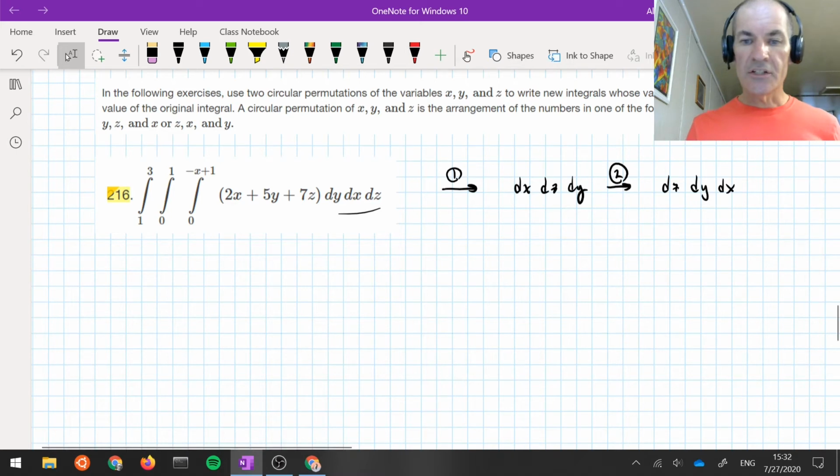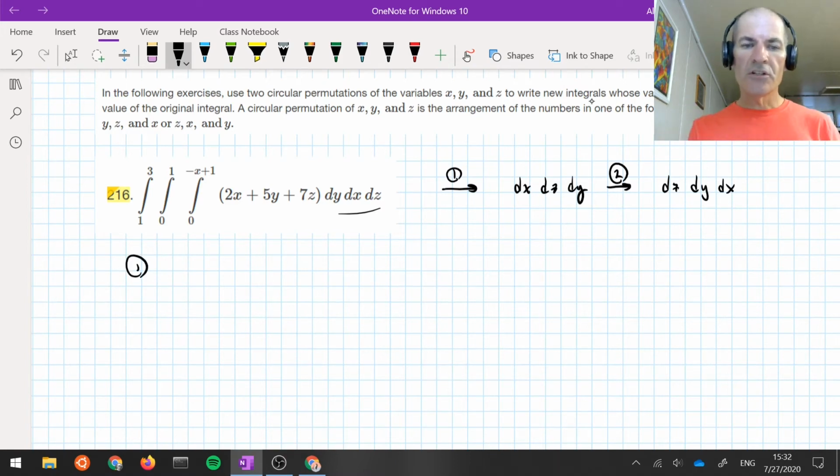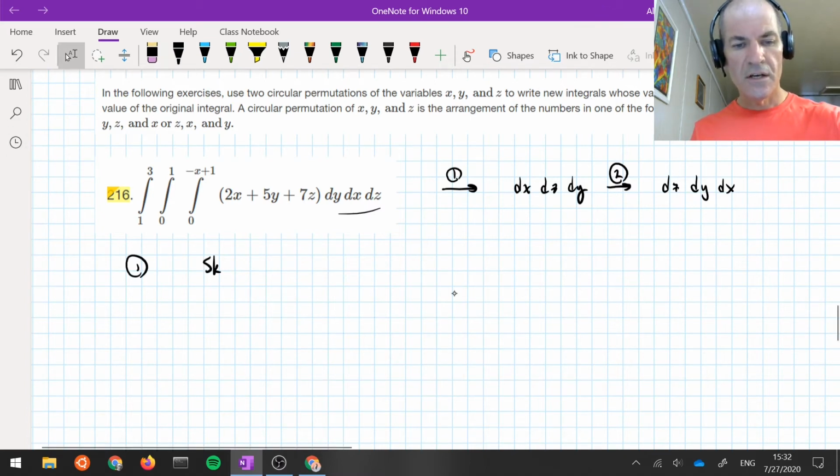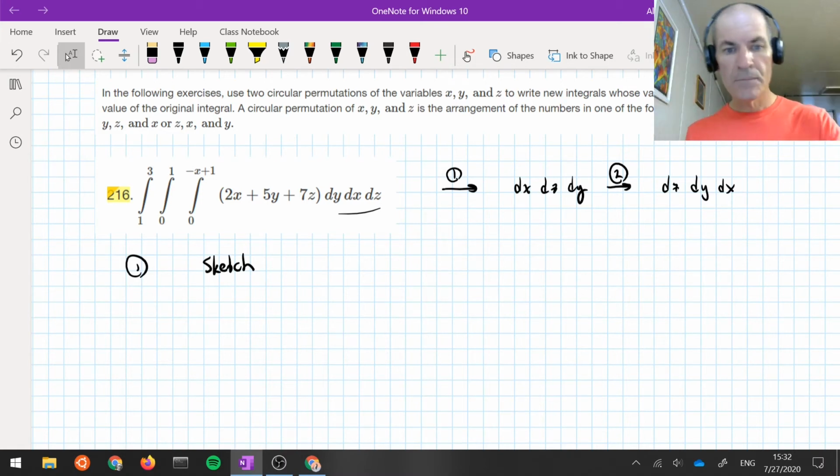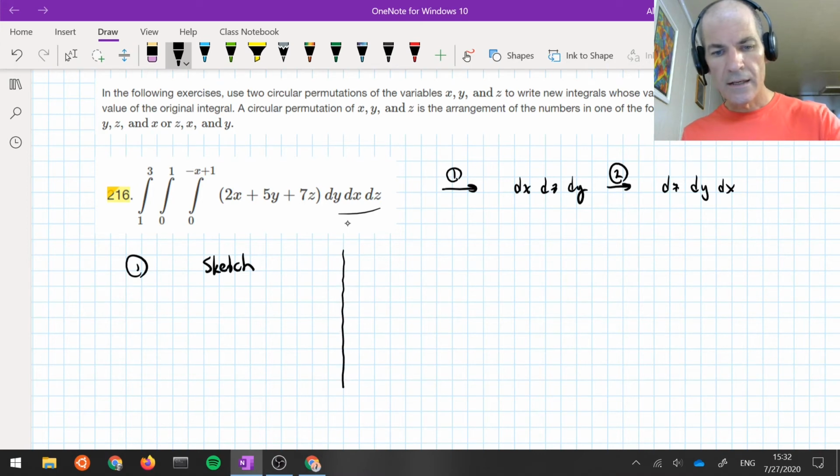So you're asked to actually do new integrals for both of these circular permutations. So let's do the integral for one. As always, when you're changing the order of integration, whether it's 2 dimensions or 3 dimensions, you have to get a good understanding of the region of integration. So the first thing we're going to do is sketch this region of integration. I, again, like to work in the XY plane and then figure out what's going on in the last dimension in my mind. So I'm going to just work in the XY plane here, like this.